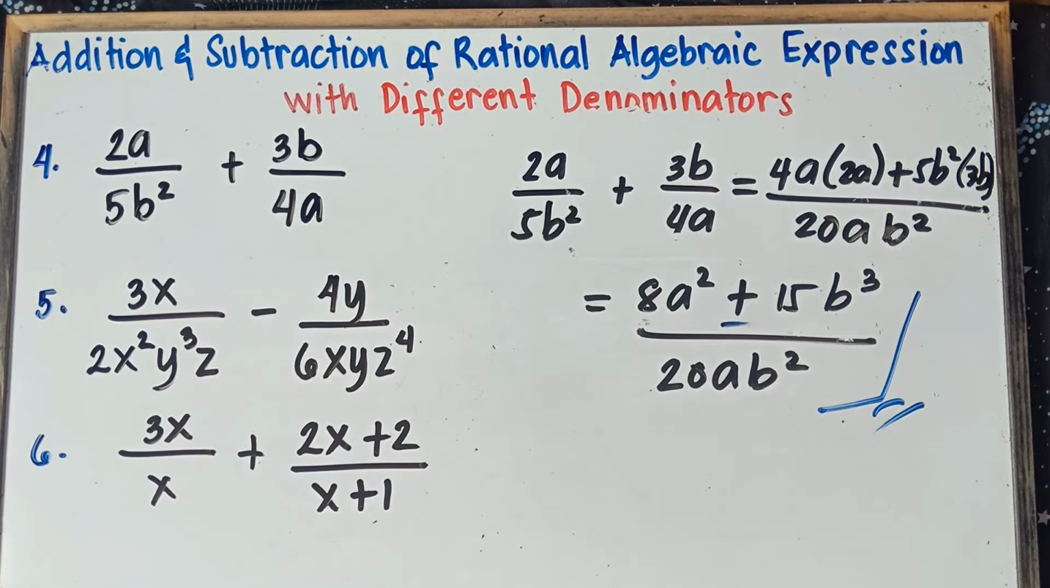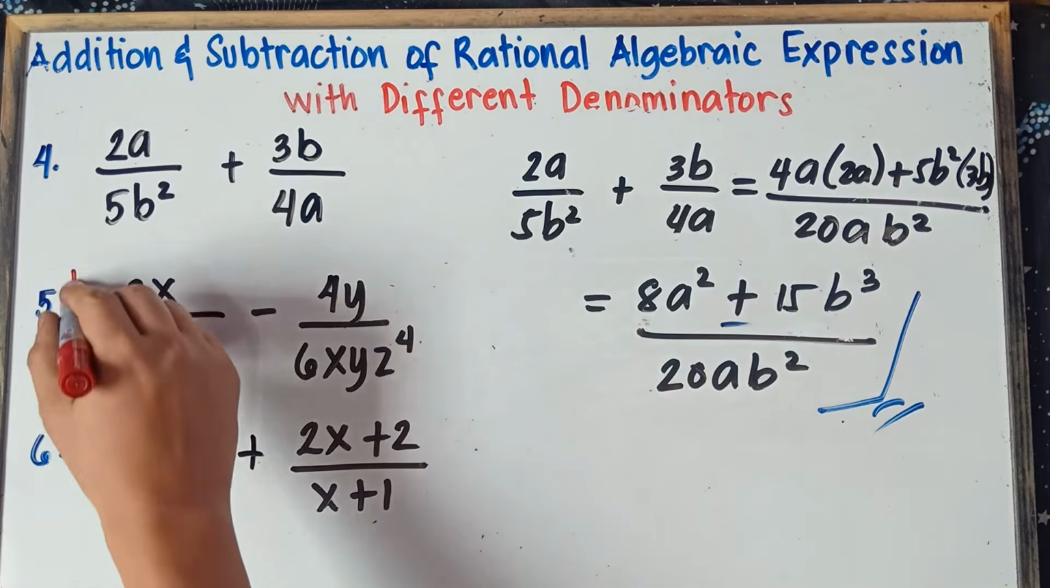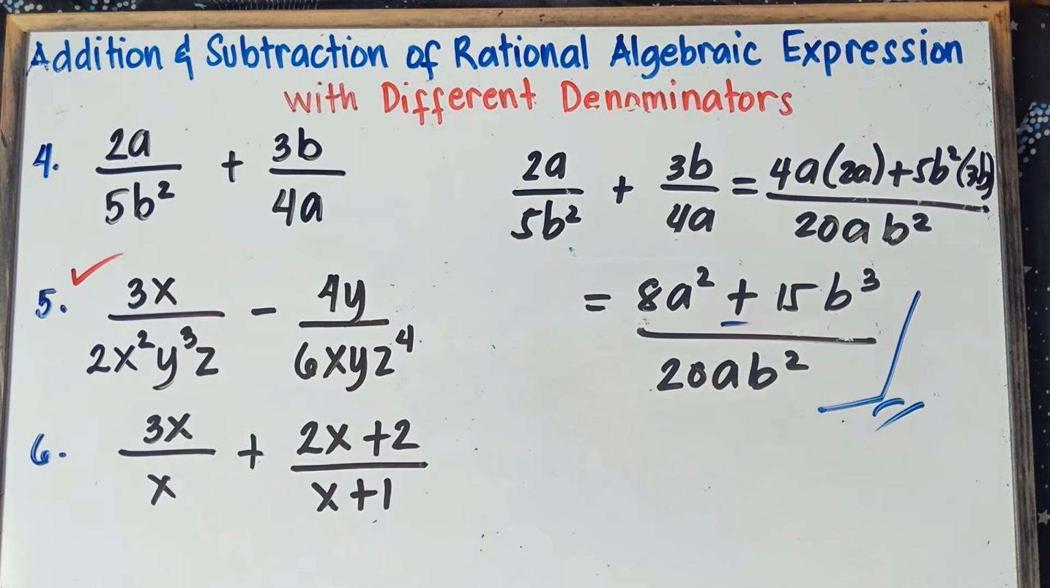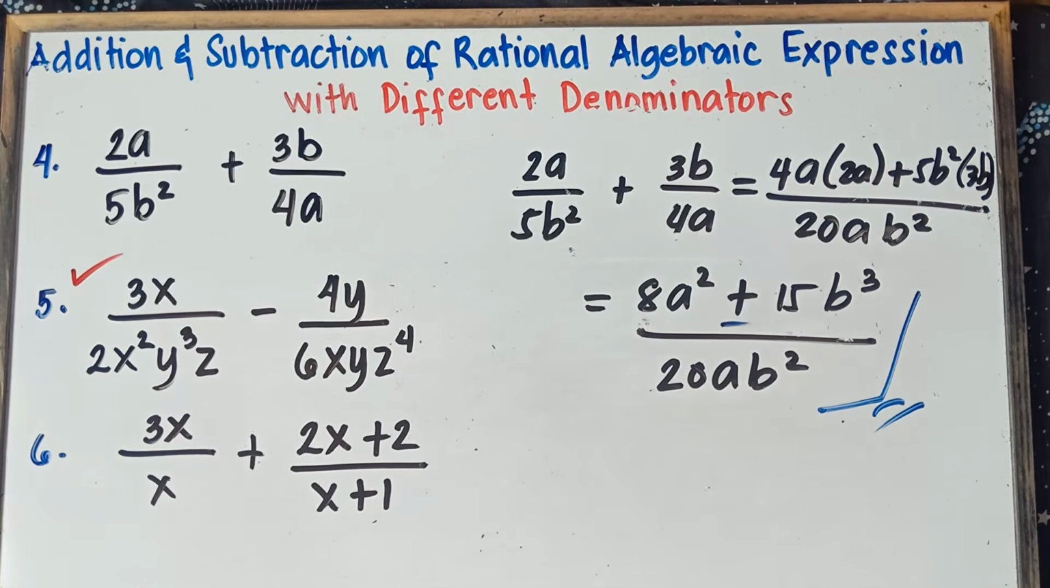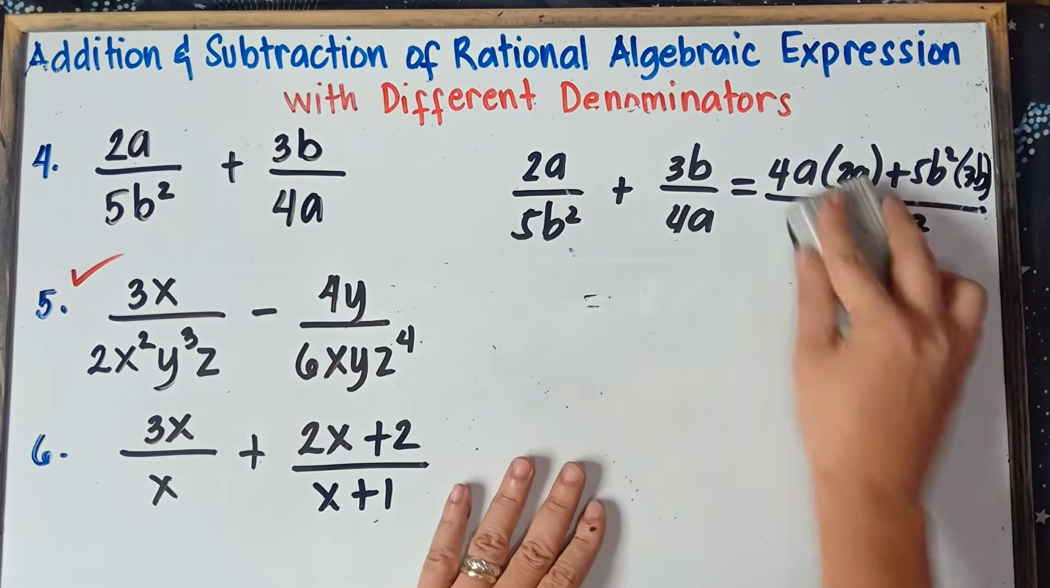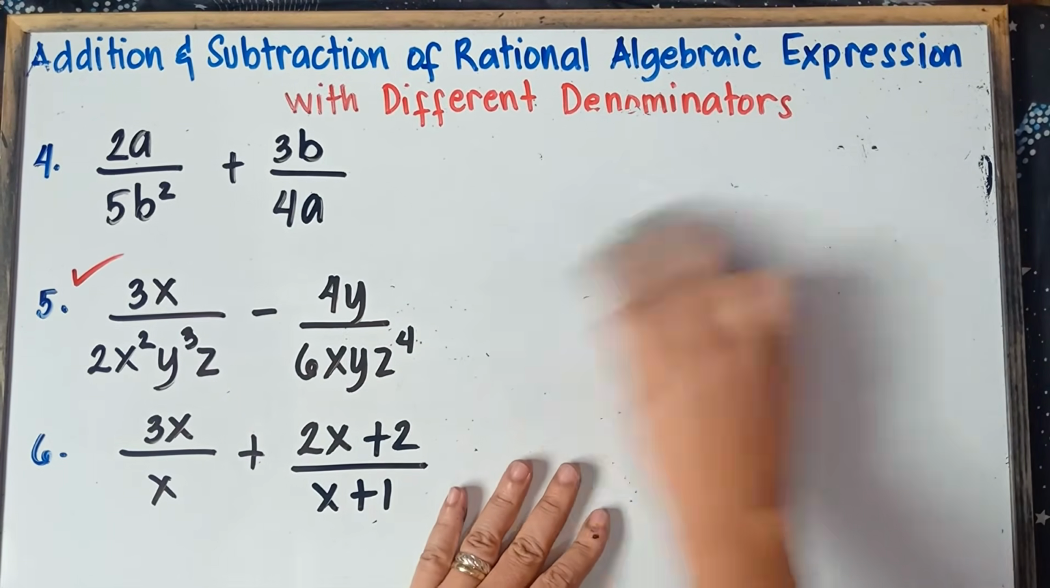Alright, so how about you try this one, class? Example number 5, you try this one. And then you put your answer in the comment section down below. For example number 5, class, this is actually quite the same as example number 3. So you try to answer number 5, and then you put your answer in the comment section down below. Let me check, class, if you really understand our topic. Alright, so let's proceed now to example number 6, our last example.